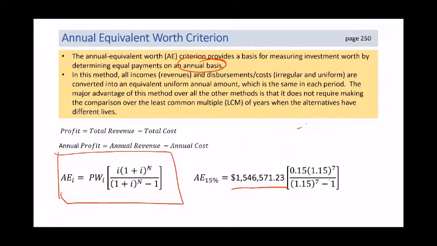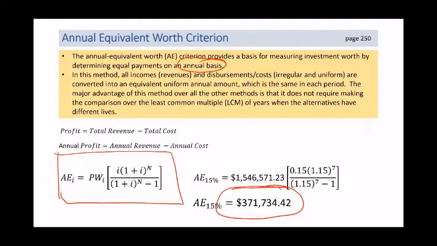So here, what we have, if our PW is 1,546,571.23, so our annual equivalent is 371,734.42. That means to say, on the average, the profit of the project per year is 371,734.42. So as if this is the profit every year on the average. Okay, so that is annual equivalent worth criterion.